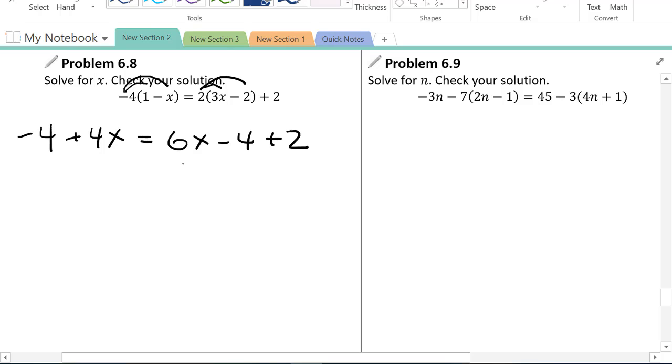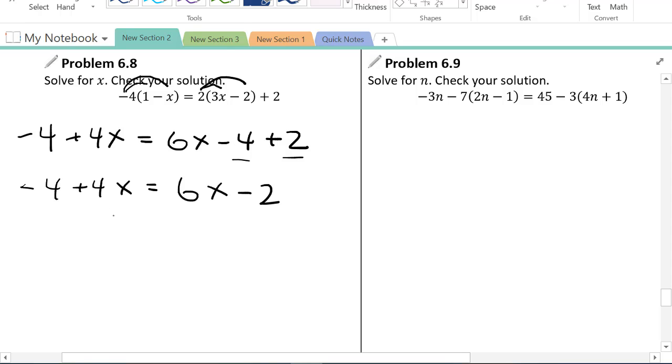Okay, and we should always try to simplify on the same side if we can. Here, right, I can't simplify anything, right? It's negative 4 and a 4x, so I can't simplify anything. Over here, I can simplify though. I can simplify the negative 4 and the positive 2. So let's do that. Okay, so I'm going to copy this over. So I have negative 4 plus 4x is equal to 6x. And then negative 4 plus 2 is negative 2. Remember, always carry the sign in the front. Negative 4 plus 2 is a negative 2.